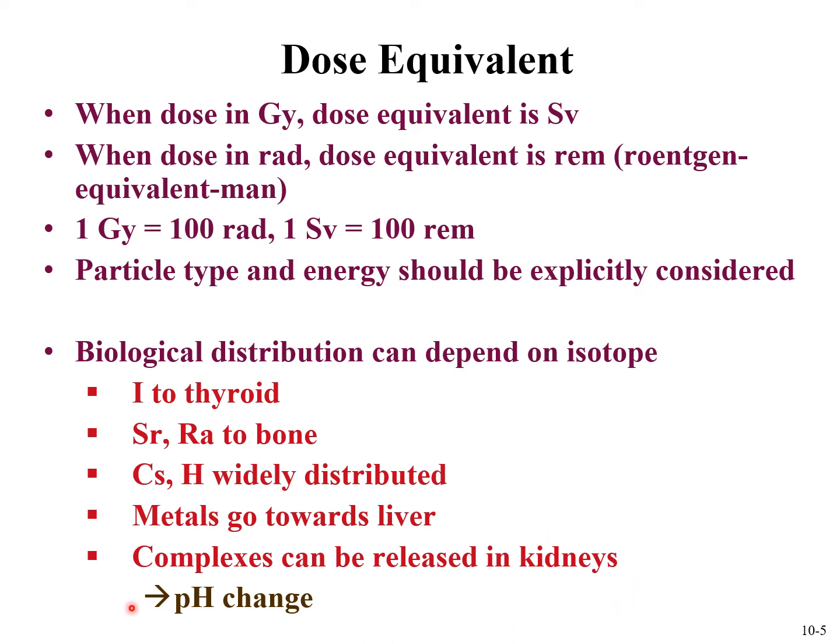Complexes, so metal-ligand complexes, when they go to the kidney, there's a pH change, there's a decrease in pH. So complexes can be released, so metal ions can be released at these lower pHs. So these will have different effects on different parts of the body. So this is all related to internal dosimetry.